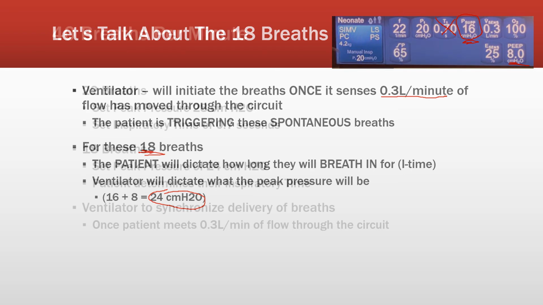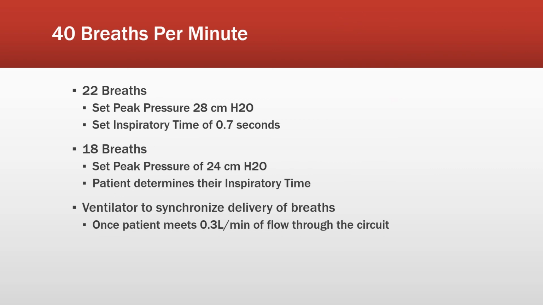So when we analyze all 40 breaths per minute, 22 of these breaths will have a set peak pressure of 28 centimeters of water. They'll have a set I time of 0.7 seconds. But those breaths that are above and beyond the 22 that are set by the ventilator, those 18 breaths that we talked about, will have a peak pressure of 24 centimeters of water, but the patient can determine how long they want to take that breath in. They can take a quick breath in, or they can take a nice long deep breath in. That's their determination to make.